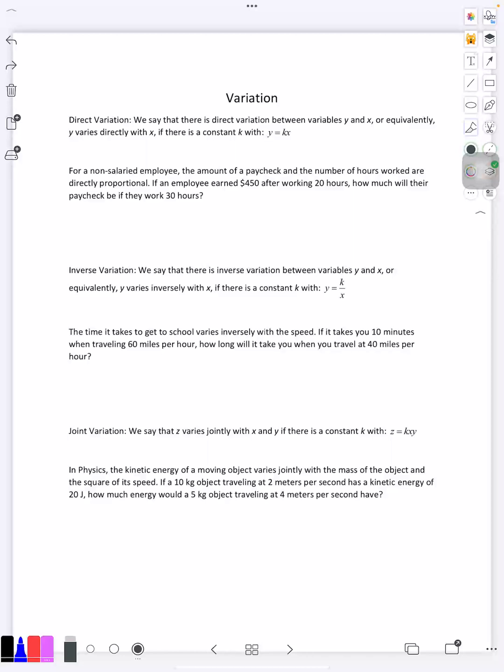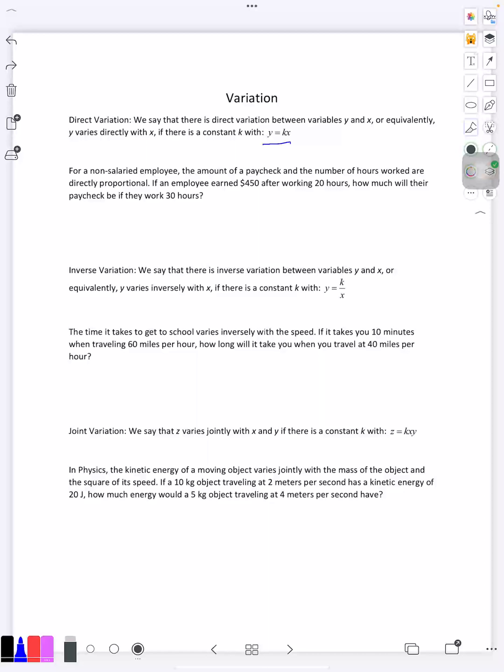As you can read here, we say that there is a direct variation between variables y and x, or equivalently, that y varies directly with x, if there is a constant k with y equal to k times x. The idea of direct variation is that if one of the variables gets bigger, the other one also gets larger, at least in absolute value. The idea is that they are proportional, in that going up on one makes the other one go up and so forth. That is the idea of direct variation. We will see inverse and joint a little bit later.